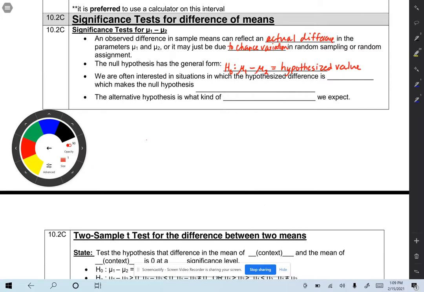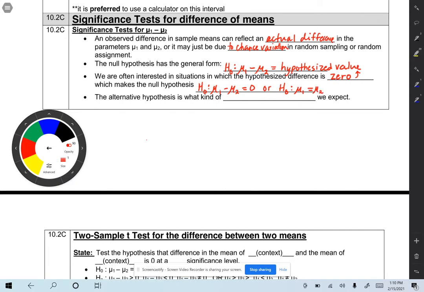We are often interested in situations in which the hypothesized difference is 0, where there is no difference between the two means. And so we are going to use 0 for our hypothesized value, which would then make the null hypothesis look like this. So the null hypothesis, where mean 1 minus mean 2 is equal to 0, or the way I tend to write it, where there is no difference between the two means, so mean 1 is equal to mean 2.